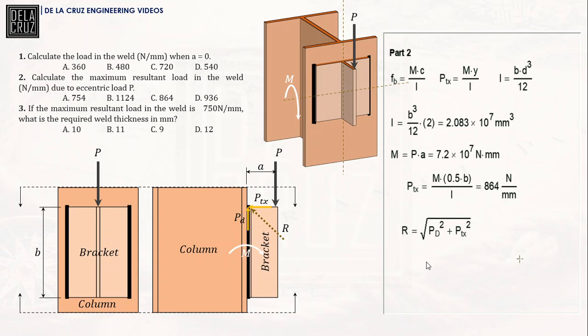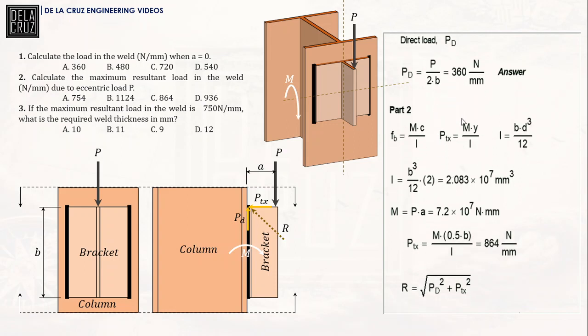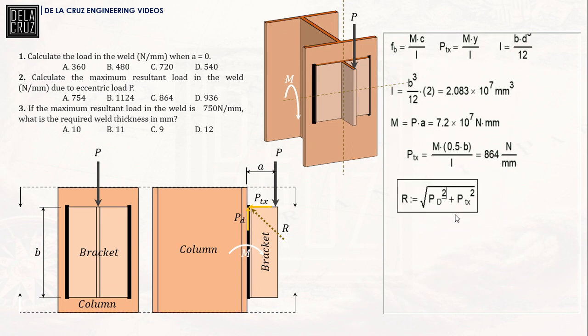Alright. So we already calculated our PD here in part 1. It's here. So the direct resultant load here is equivalent to this, in newtons per mm. It is always per mm because we're considering per mm on the weld, because it will not be evenly distributed anymore when there is eccentricity. The forces are different at each distance here on our weld.